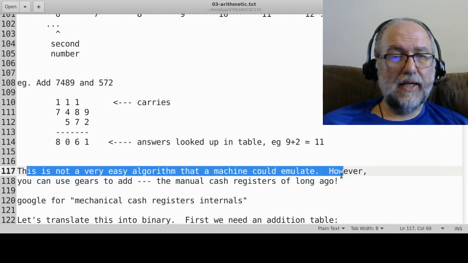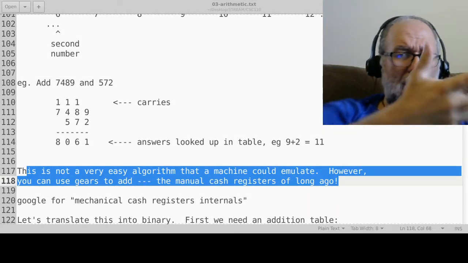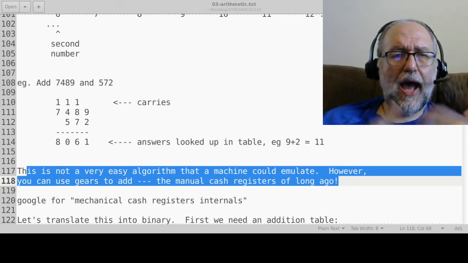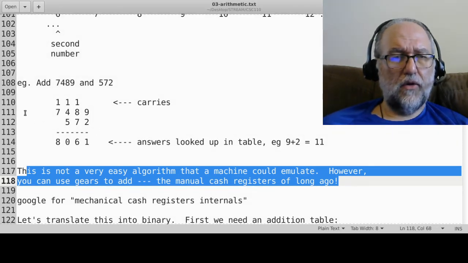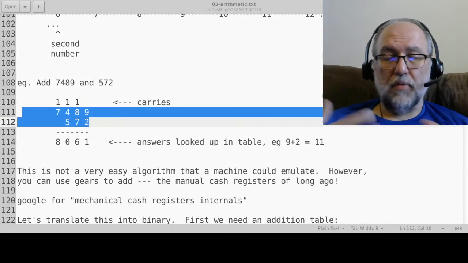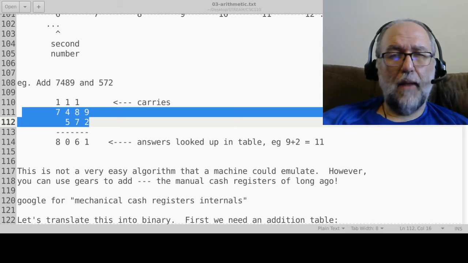Nonetheless, this is not an easy algorithm for a machine to emulate. If you wanted to build a machine that operated like this, you'd say, how in the world would I do that? How would I build a machine that does basically what I just did here? And not just for particular numbers, for any numbers, because I could put any number for the first one and any number for the second one, and then I would use my machine, and then magic would happen, and out would come my answer.